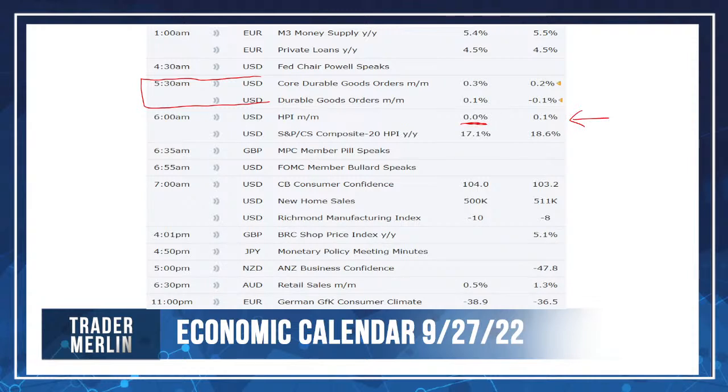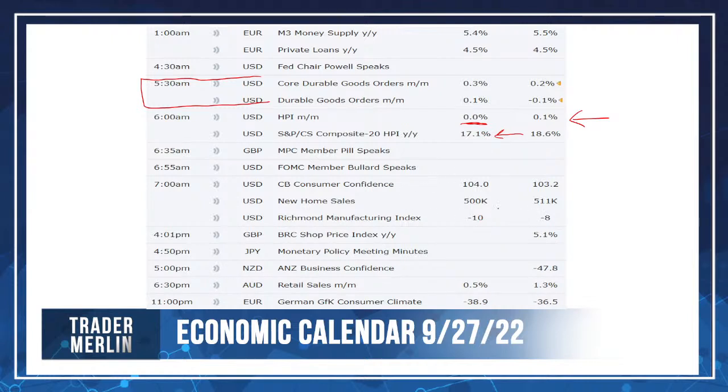Okay, that's good. Here you're seeing the Case-Shiller Composite 20 Home Price Index. It was 18.6% year-over-year growth. They're expecting it to slow to 17.1, which still means we're having huge moves up in prices of homes, but it's not as much as it was before. It's slowing down.